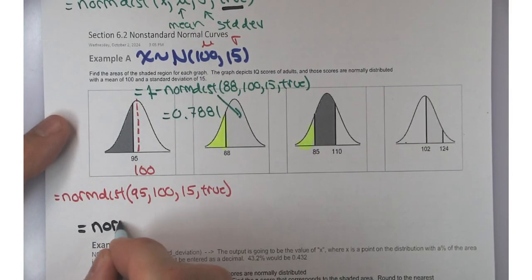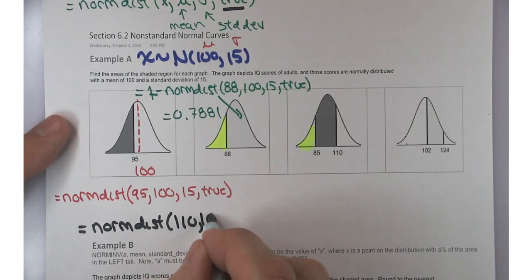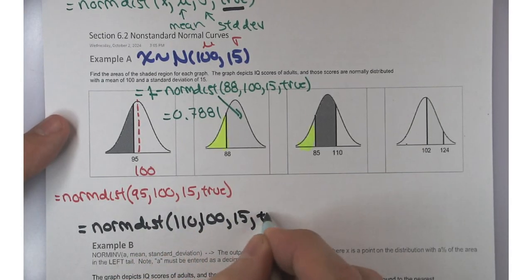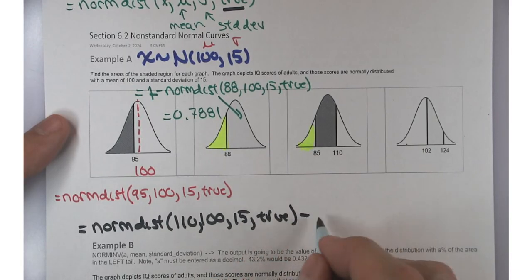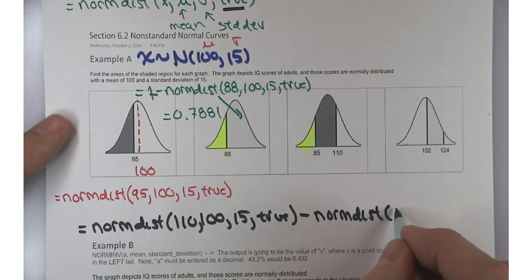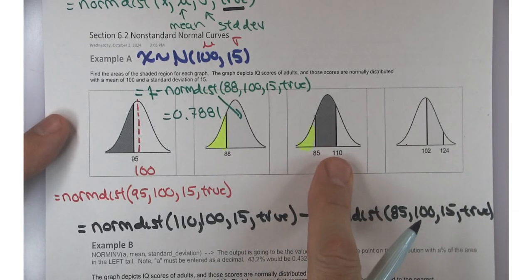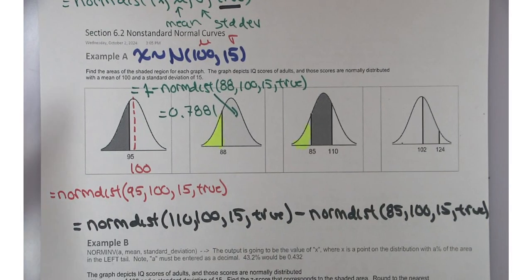So norm distribution of 110, 100, 15, and true, minus norm distribution of 85, 100, 15, and true. So we're finding the area to the left of 110, subtracting off the area to the left of 85, and you should get something a little bit less than 59%.